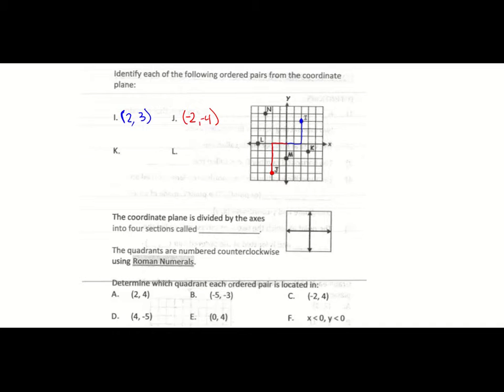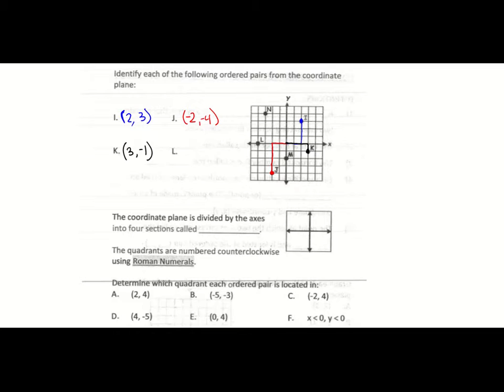For K, over here, I'm always starting at my origin, and I need to go right 1, 2, 3. If I'm going right 3, that is my positive x direction. So I have a positive 3, and then I'm going down 1. If I'm going down, I know it's negative y. My y is a negative 1.